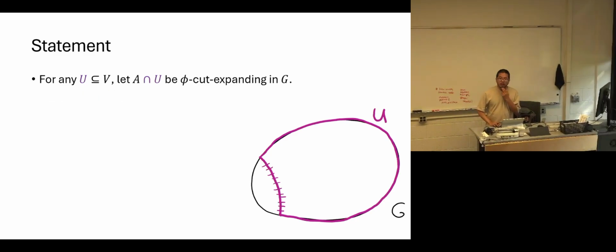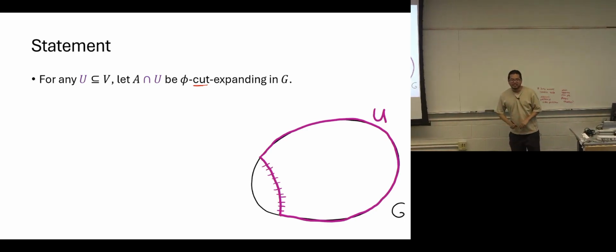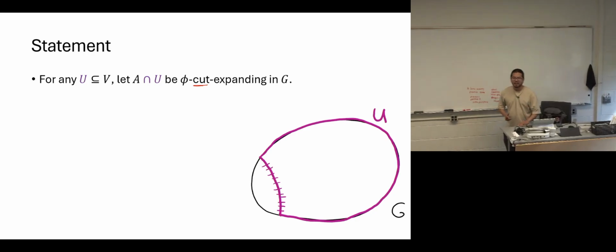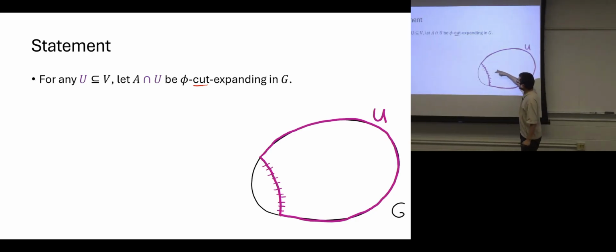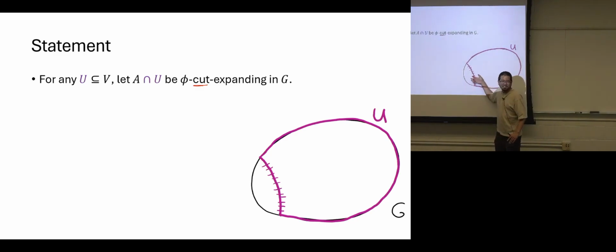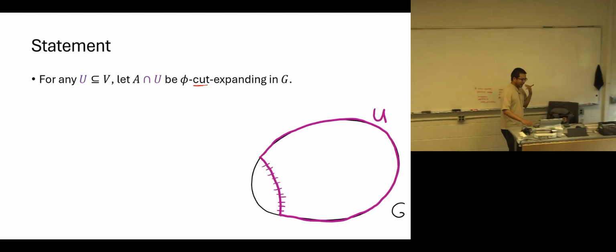Is there a reason why we're saying that A intersect U is cut expanding? Oh, good. I really mean cut expanding. Having flow expanding is stronger, but actually it works for cut expanding. For cut expanding, it means that if you take any cut, it's expanding, but you might count edges that go out of U, not just edges inside U. So it's cut expanding in G.